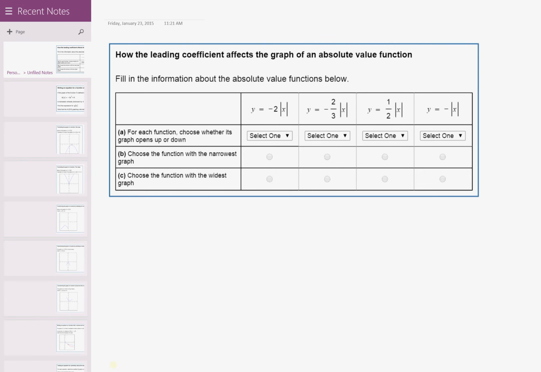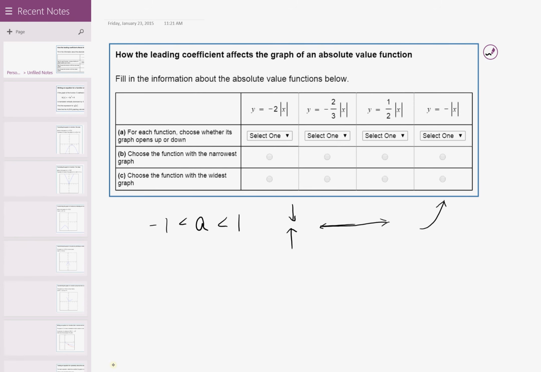We want to determine how the leading coefficient affects the graph of an absolute value function. And here's what we need to know. We have a leading coefficient. We're going to call it A. And if A is between -1 and 1, then the graph itself is shrunk vertically. So the graph becomes smaller, shorter. That makes the graph appear wider, right?